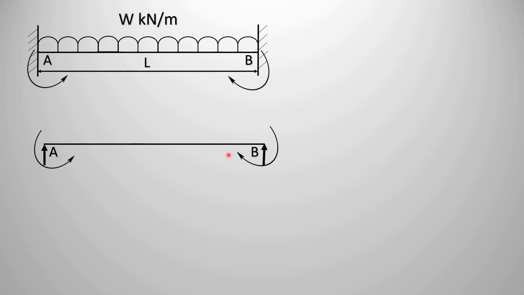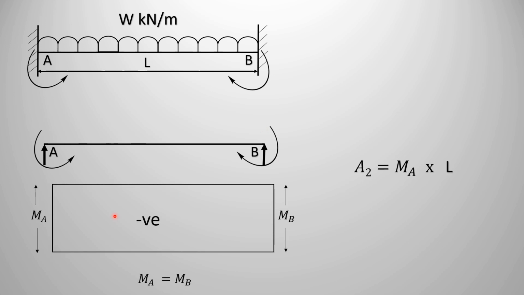In the second case, you have to draw the bending moment diagram due to these applied end moments. Due to symmetrical loading, both the end moments will be equal. So this moment and this moment are equal. Due to this moment, you will get one straight line here, and due to this moment, one more straight line here. So you will get a rectangular bending moment diagram.